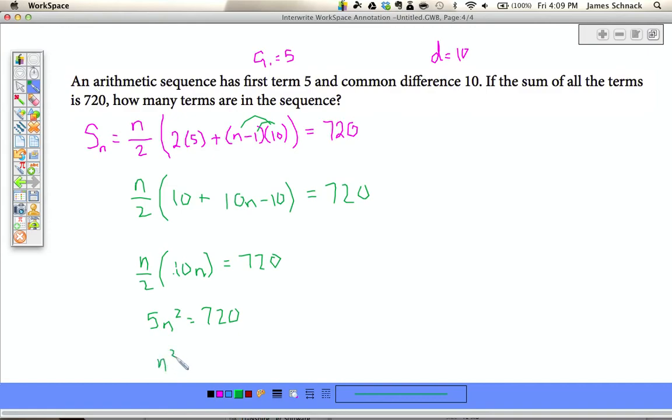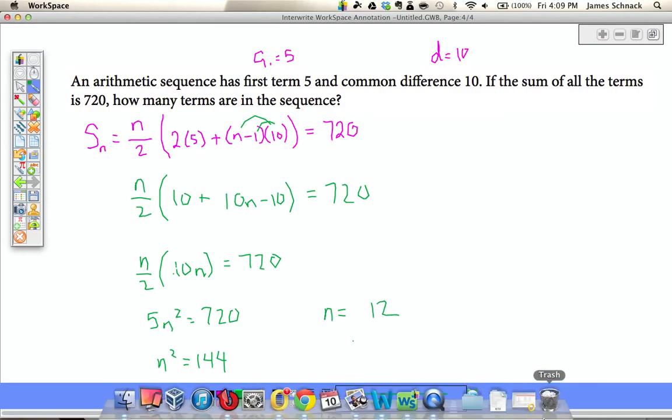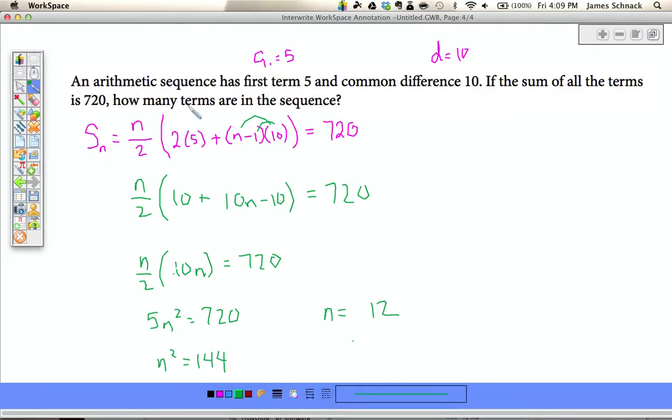Divide by 5, n squared is 144. Now here's something to remember. This is the number of terms in a sequence. N can only be a positive integer. So this better be a perfect square. And lo and behold, it is. Normally we write n equals plus or minus 12, but because it has to be a positive integer, we know that we added up 12 terms to get that sum of 720.